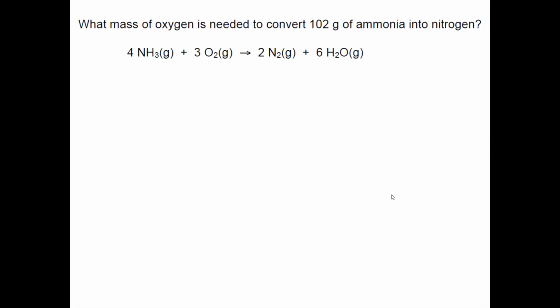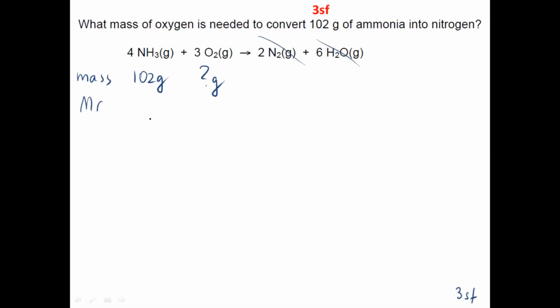So this one: what mass of oxygen is needed to convert 102 grams of ammonia into nitrogen? Pause if you want, and then we go through it. Right, so first thing, it's three significant figures. So we're going to note it down for ourselves for later. Right, so what mass of oxygen? So that's my question mark. And they give me 102 grams of ammonia. I don't care about this, they don't give me any information.